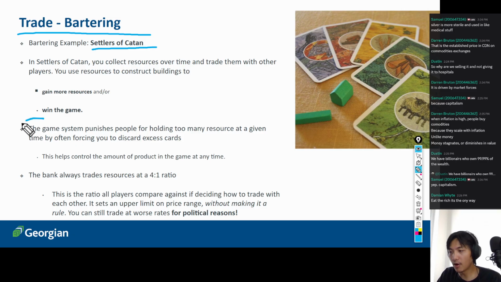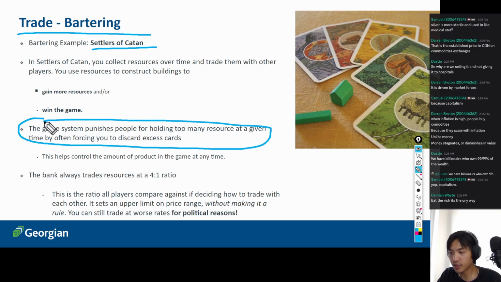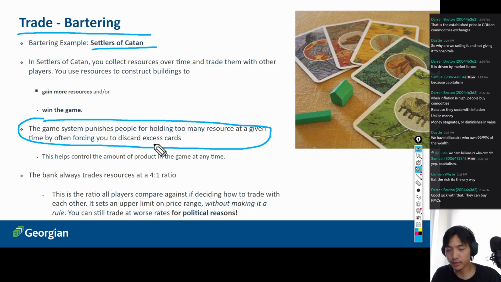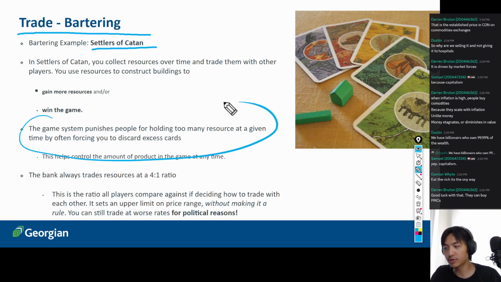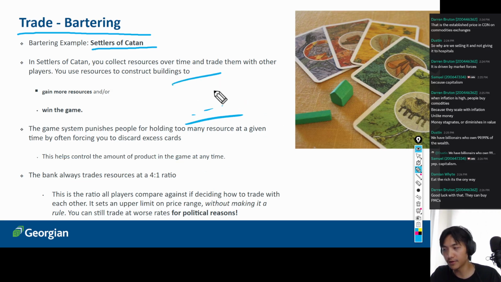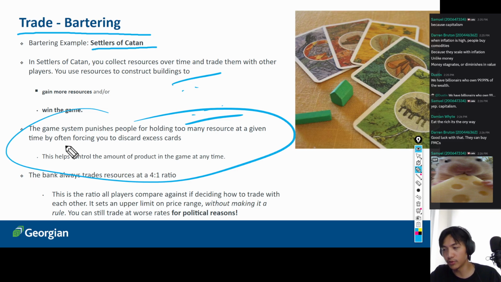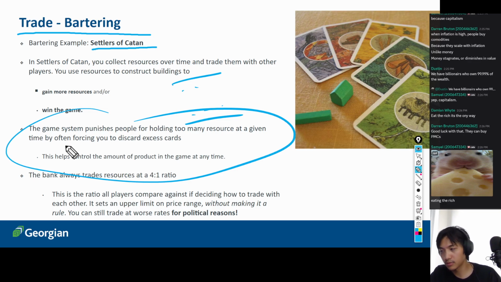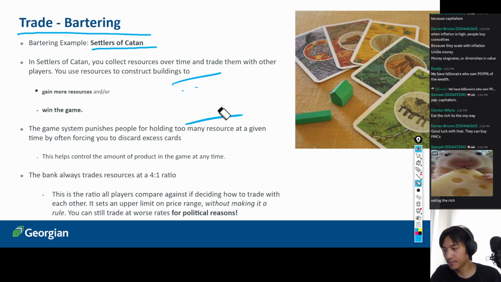The game also punishes people for having too much stuff, so it punishes you for hoarding things by forcing you to discard extra stuff. So you have a maximum number of resources that you can hold on to. This is important. This is a balancing mechanic, right? We talked about feedback loops. We want to make sure that we have some limits, some hard and soft limits. This is a hard limit to how many of one resource you can hoard. It controls the supply.